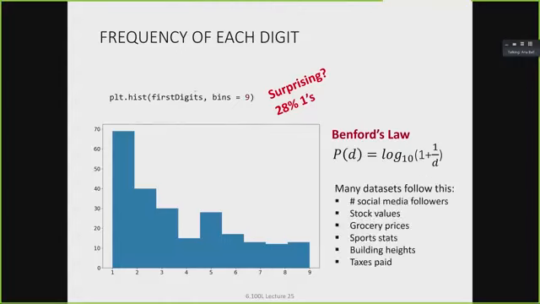So a lot of data that we deal with on a daily basis follows this law. Number of social media followers, number of posts people make, stock values, grocery prices, sports statistics, building heights, income taxes, things like that, all follow this law, which is pretty cool.